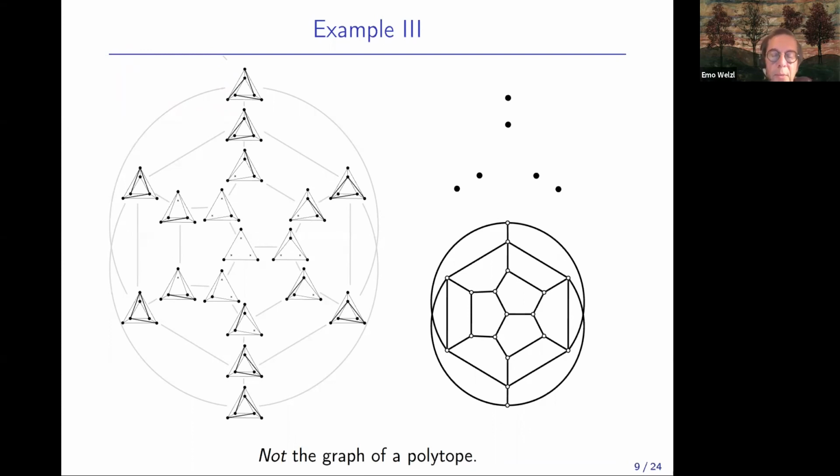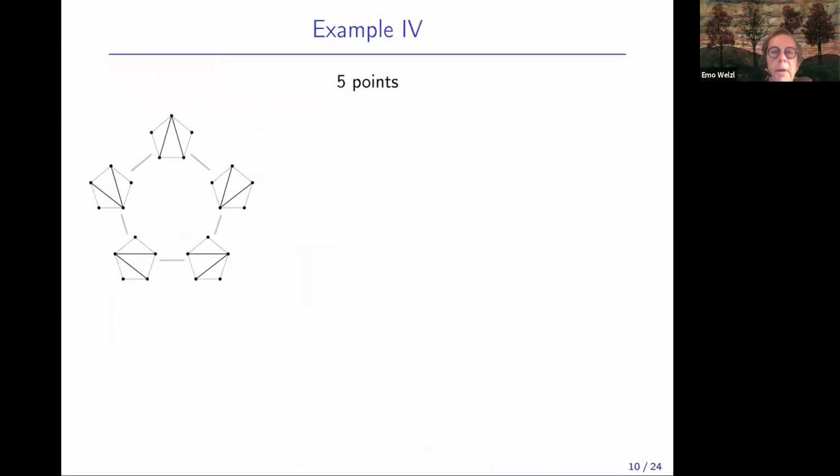So the first examples we have seen were kind of special cases. In general, the flip graph is not a polytope. So let me go through another example. Here we look at 5 points. And if they are in convex position, then you get a pentagon. So this is the associahedron of dimension 2.